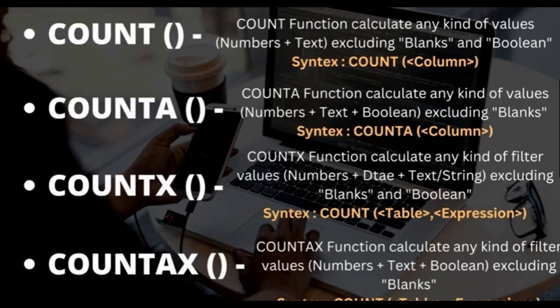So what is the COUNT function used for? The COUNT function is used to count any kind of values, which may be number or text, excluding blank and boolean. So it doesn't work for blank or boolean data types. The syntax is COUNT(column). It will return the number of rows, or whatever you want to count, in a particular column.